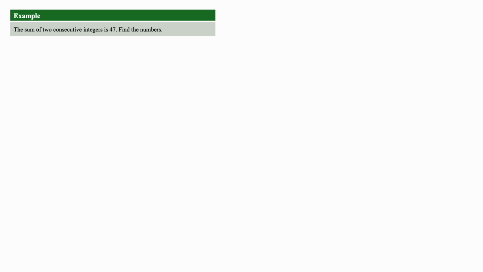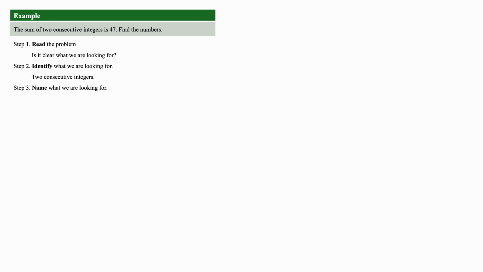Let's look at an example. The sum of 2 consecutive integers is 47. Let's find the numbers. Let's read the problem and make sure it's clear what we are looking for. Now let's identify what we are looking for. We're identifying 2 consecutive integers whose sum is 47.